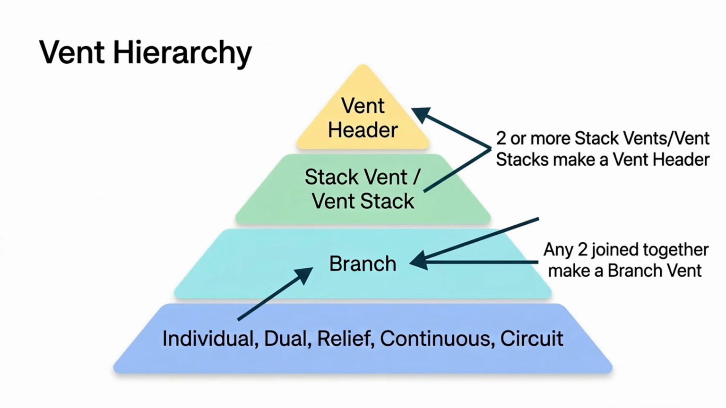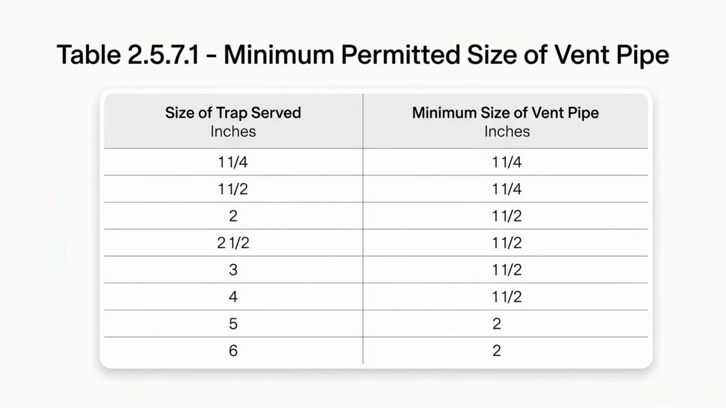This is Table 2.5.7.1, the fundamental sizing chart for basic vents based on trap size. Notice that for trap sizes ranging from 1.5 inches all the way up to 4 inches, the minimum permitted vent pipe size is 1.5 inches. Always reference this table for individual and dual vents.